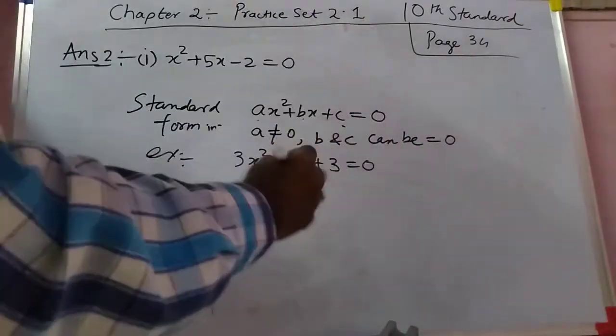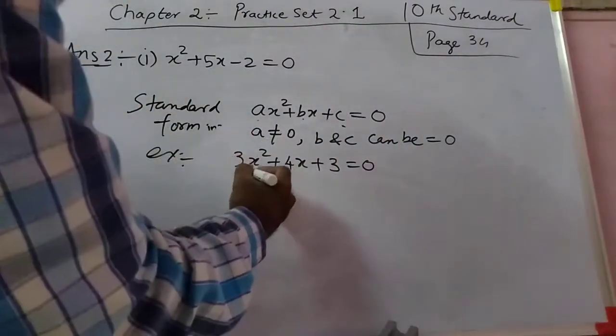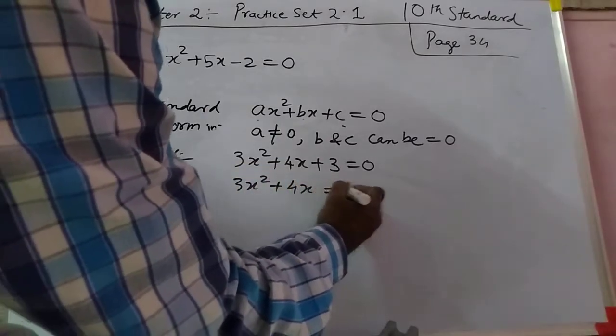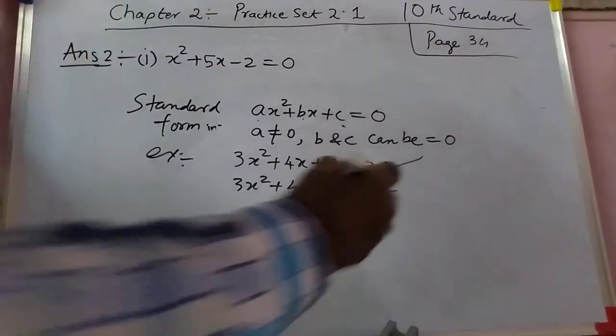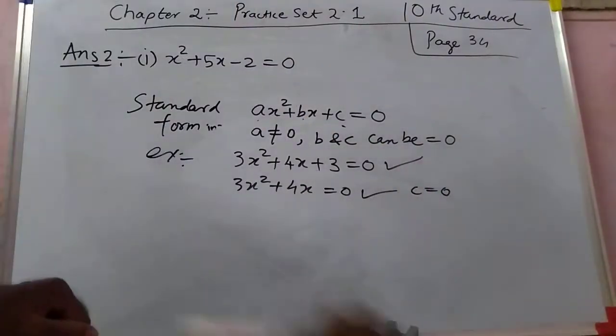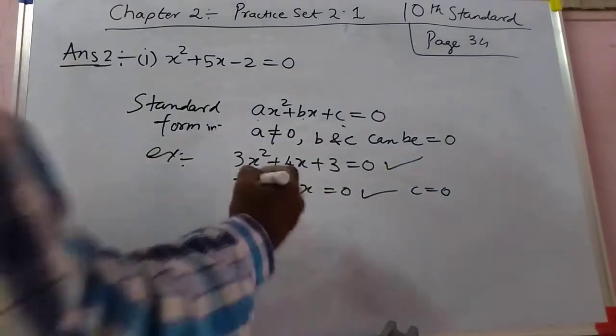Okay, now let's drop the constant term. So it will become 3x square plus 4x is equal to 0. It is quadratic, it is quadratic. Now constant c is not there. c is equal to 0, no problem. c 0 ले सकते हैं हम.